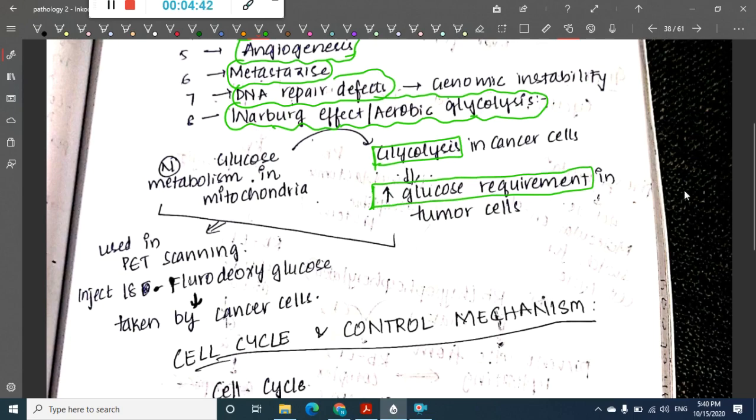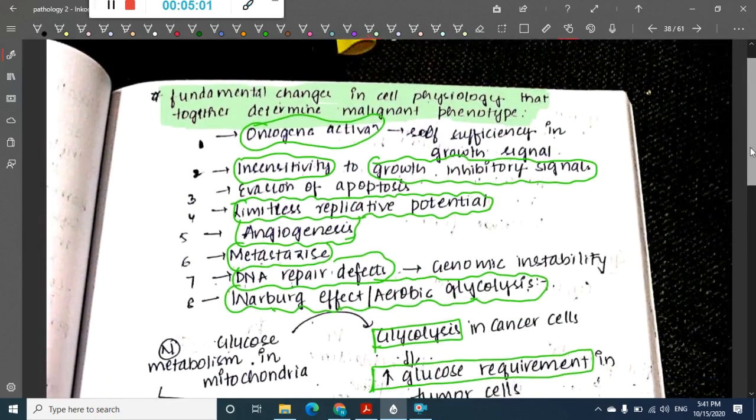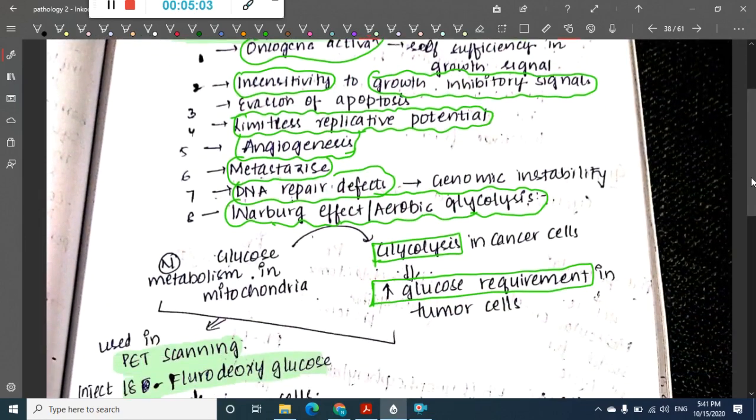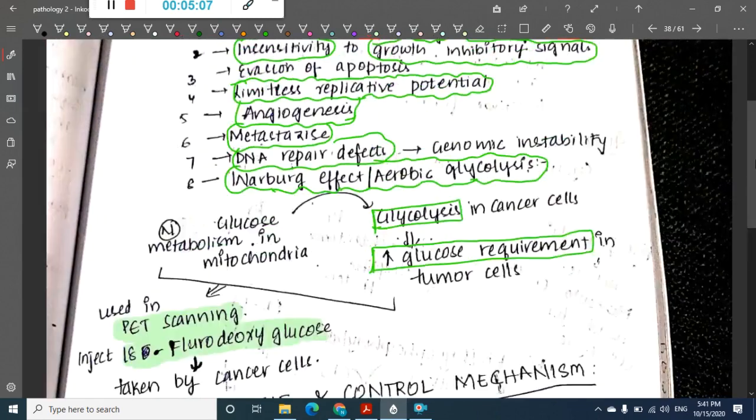This glucose metabolism disturbance is mainly used in identification with the help of PET scanning. In this we use 18-fluorodeoxyglucose, and this glucose is taken up by the cancer cells, and thus we can find the cancer cells. So this is about the fundamental changes in cell physiology, the main things about cell division and cell disorder.